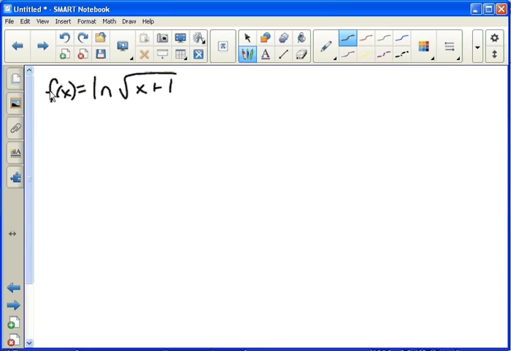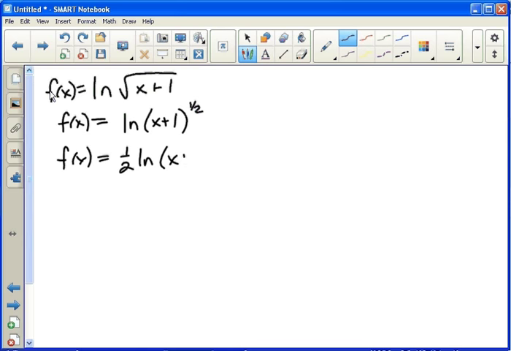So here's what's going to happen. Now I'm not taking the derivative, I'm just rewriting the original function. I know that a square root is the same as having a power of 1/2. And that 1/2 can be moved out front as a coefficient. And now all I have is a coefficient, and x plus 1, which doesn't require the chain rule. So I've simplified it a lot.